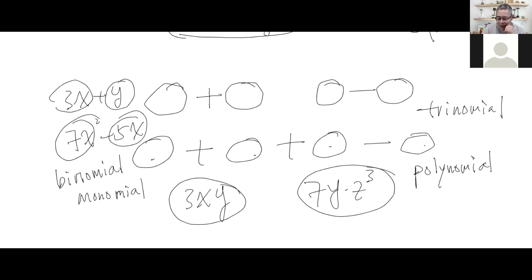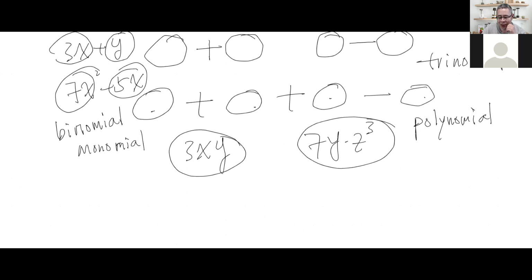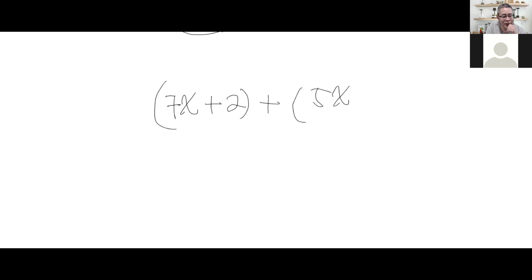Okay. Once we have that, now we're looking at how do we add or subtract polynomial expressions, which we already did a little bit early on. But now we're going to do a little bit more. So 7x plus 2, plus 5x minus 3. Now we can see that this is a binomial expression, and this is another binomial. So that's the addition of two binomial expressions.